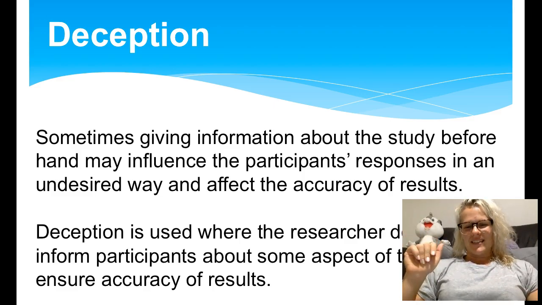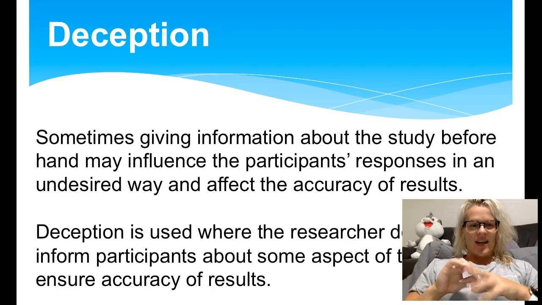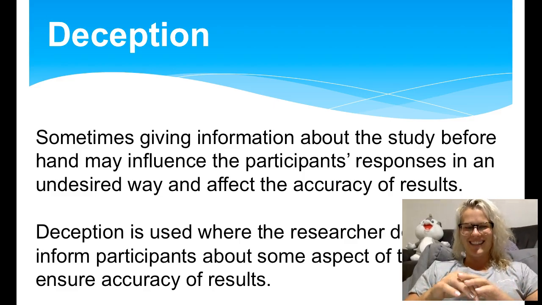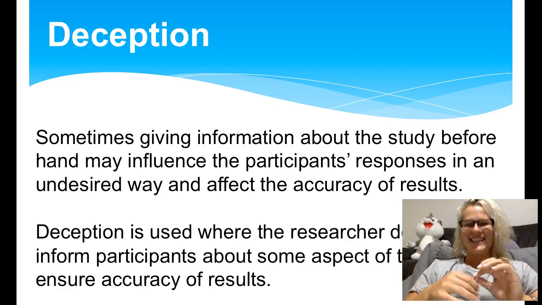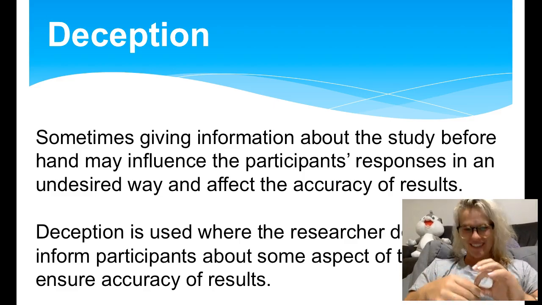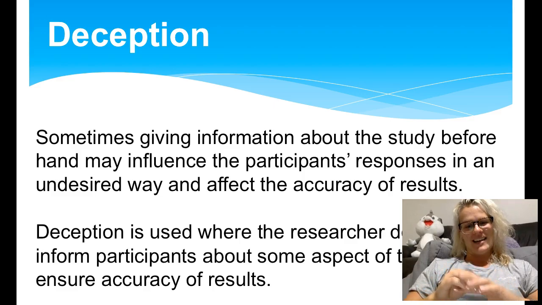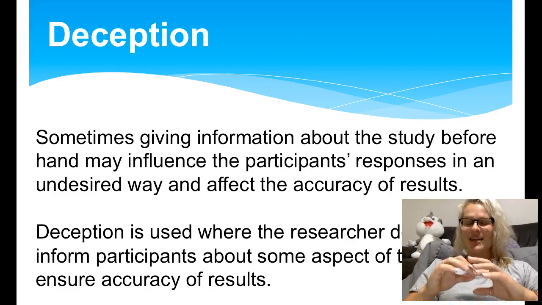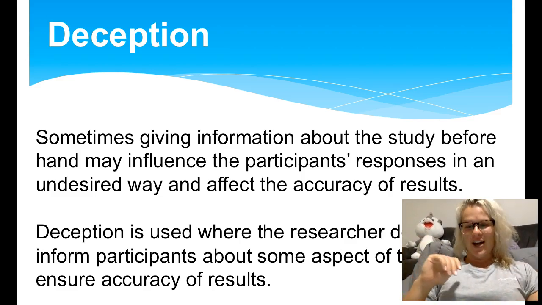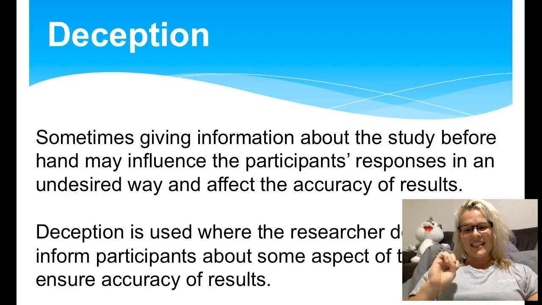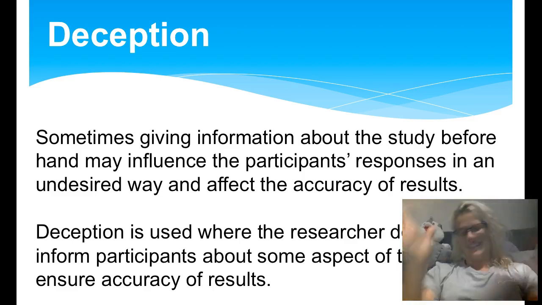Number 5, 6 is deception. Sometimes giving information about the study beforehand may influence the participant's response in an undesired way and affect the accuracy of results. So deception is actually okay to a point. If it is deceiving them too much, then it's unethical, and how unethical that is and at what point it is completely up to you.